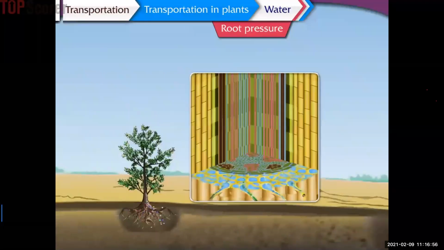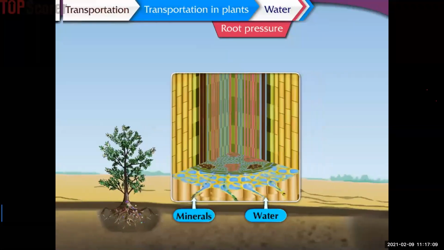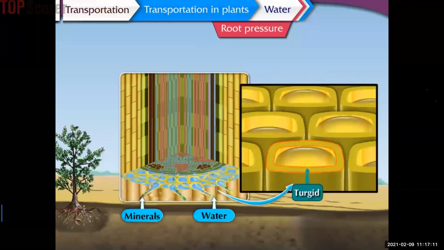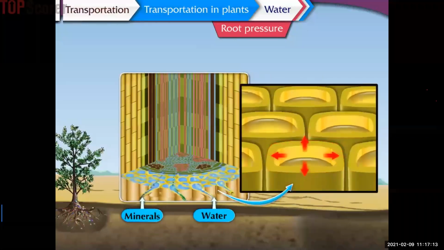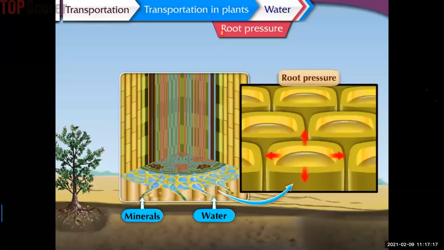Root cells are in contact with water and minerals present in the soil. Due to difference in the concentration, water and minerals enter the cells present on the surface of the roots. Thus, the cells become turgid. This exerts pressure on the neighboring cells. This is called root pressure.